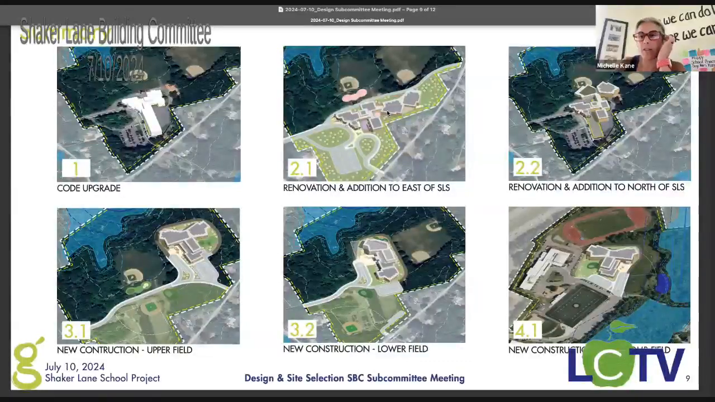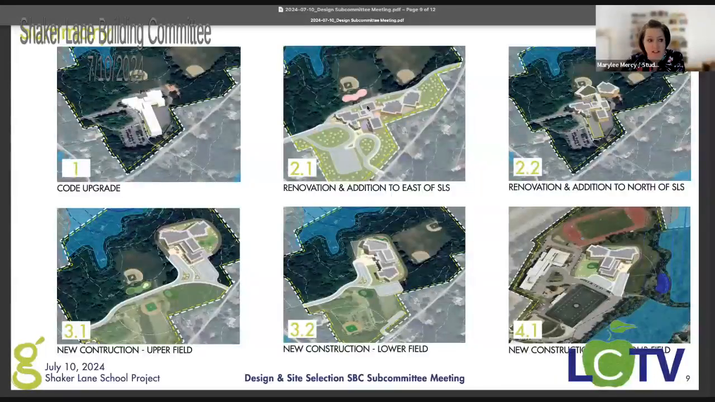I guess I'm thinking of the aftermath. Am I going to have 4 of one group here and then 2 over there? No. We'd keep all the grade levels totally together. And then these classrooms would become probably art and music or potentially preschool. So we're really consolidating each grade level in every single one of these options, except for the code upgrade.